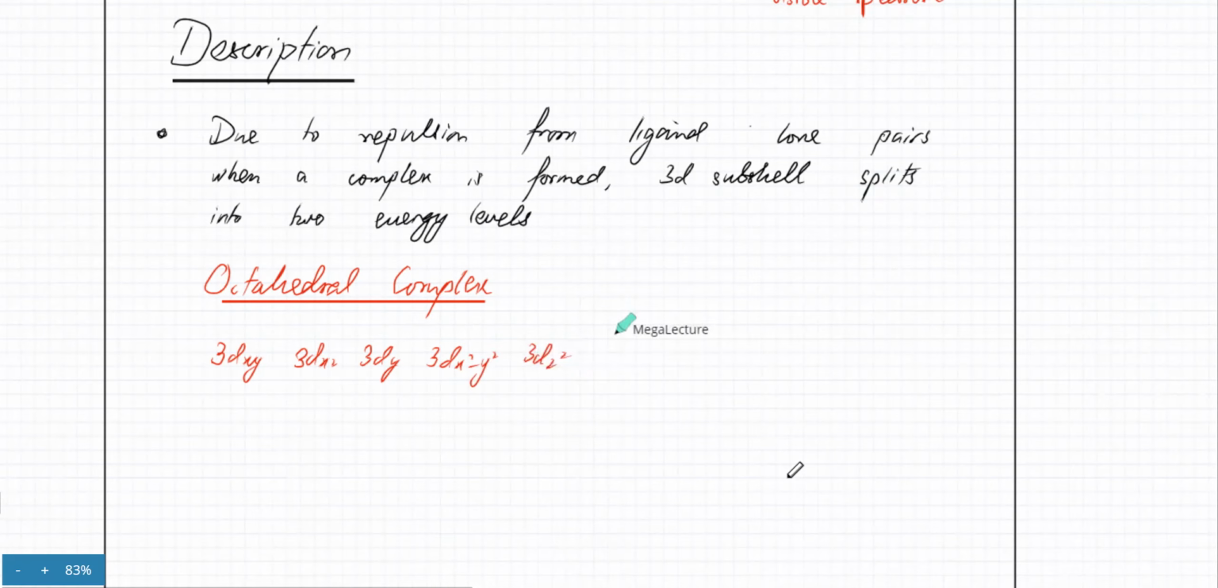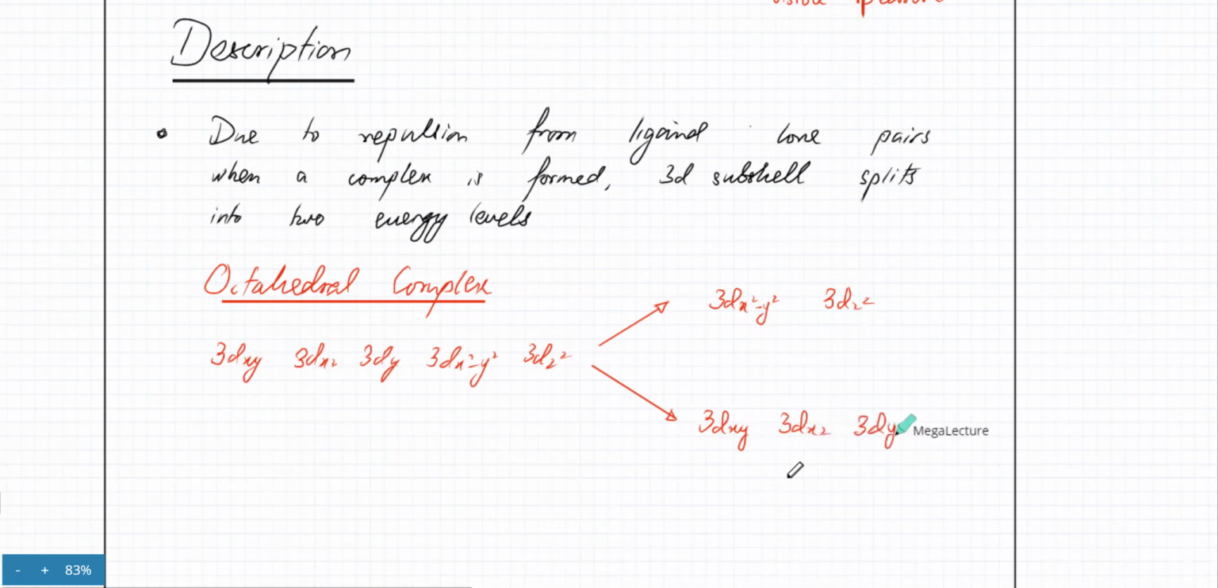they're going to split into two separate energy levels. The 3d orbitals on the axis go to a higher energy level, and the ones between the axes are present at the lower energy level. Anyways, these would be the two sets of orbitals.